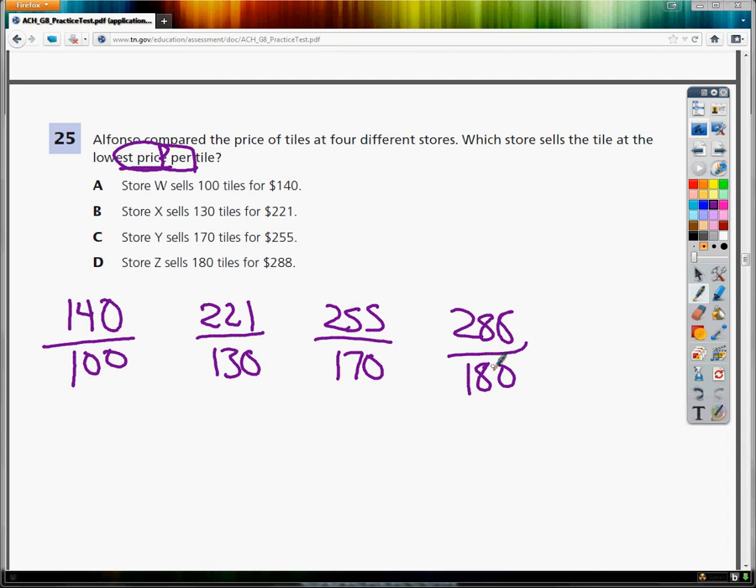I don't know why I even bothered with the first one. I know it's 1.4. That's how much one tile would be, or the unit rate, so to speak. 1.7.